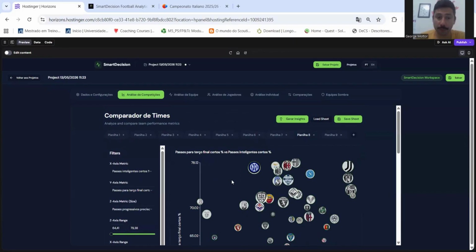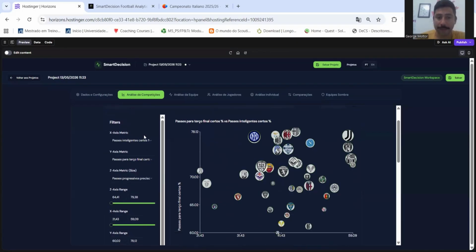And now let's go to the final third. I put here intelligent passes, right? Passes to the final third, and also precise progressive passes. See where Lazio is? L is here. So Lazio's already in a good quadrant here, at least in terms of accurate passes in the final third. The problem isn't accurate passes in the final third.